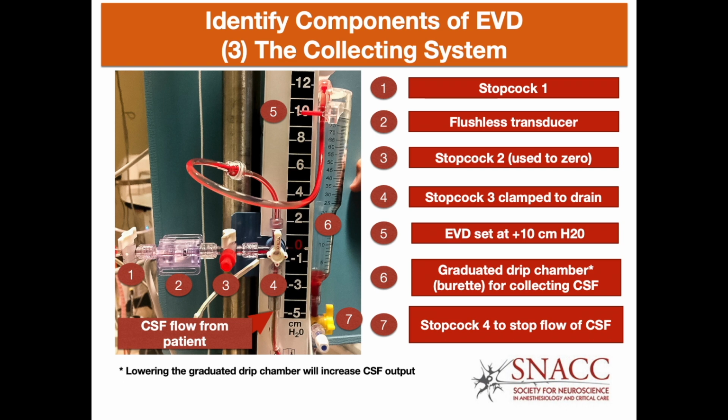Labeled number 6 is the collecting system, which has gradations for milliliters. This is very important to notice in the operating room, as if the amount of CSF per hour changes, either increases or decreases, this is a conversation that needs to be had with both the neurosurgery attending and the anesthesia attending. Stopcock number 7 is only used at an hourly time frame to remove the CSF from the collecting system.